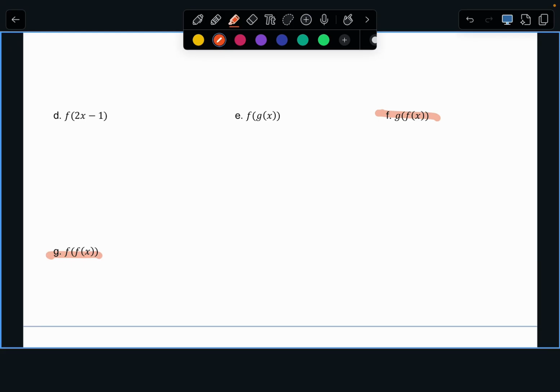See what you're plugging into what? Okay, you can do f. What you know. Do you want to do f? Start there. F of x, rewrite it into what you know.